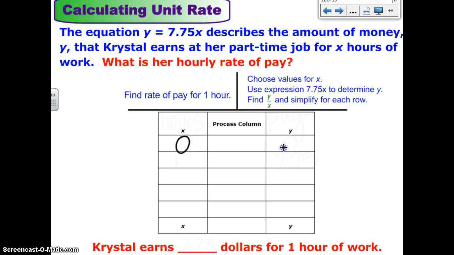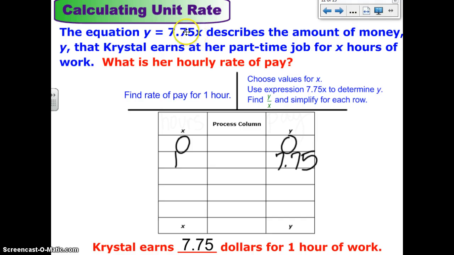If she works no hours, she gets no pay. If she works 1 hour, she gets $7.75. And wait, look, right here in our table, we have found the value of y when x is 1. So she makes $7.75 per hour.